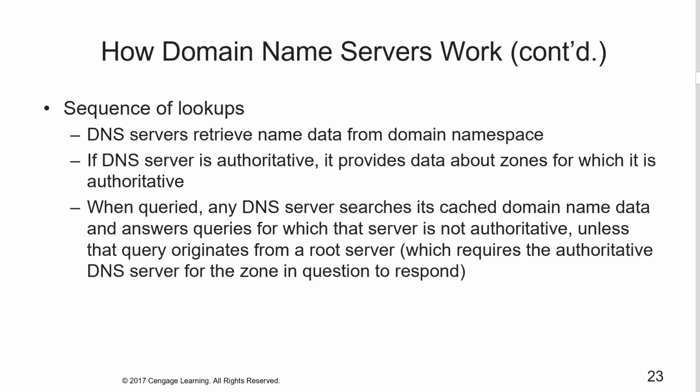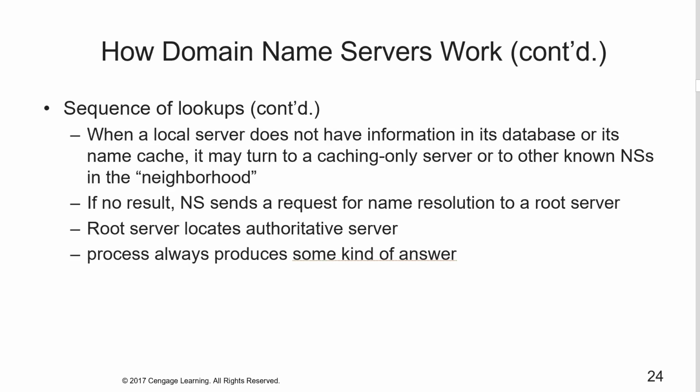So again, if we're starting from the top, the DNS servers get the name from the domain namespace. If the DNS server is authoritative, it provides the data about the zones where it is the authority. When it's queried, any DNS server searches its cached domain name data and will answer queries for which that server is not authoritative, unless that query originates from a root server, and that requires the authoritative DNS server in the zone to respond to the question.